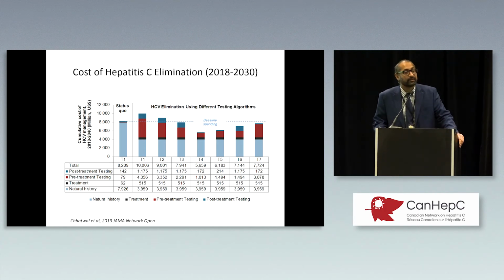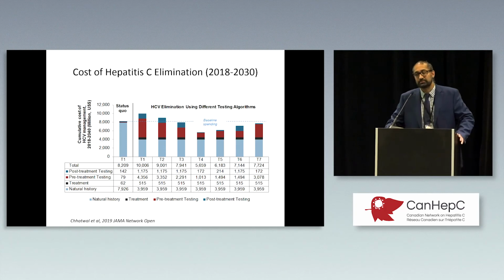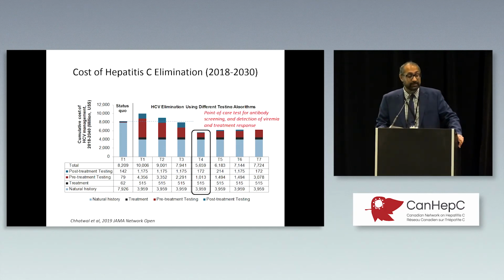So clearly, depending on what testing algorithm we use, the cost can vary hugely. And for many cases, the cost of elimination can eventually result in cost savings. It shows that the total cost will be lower than the status quo. And this is that T4 algorithm, which I showed, the point of care testing for antibody screening, detection of viremia, and treatment response.